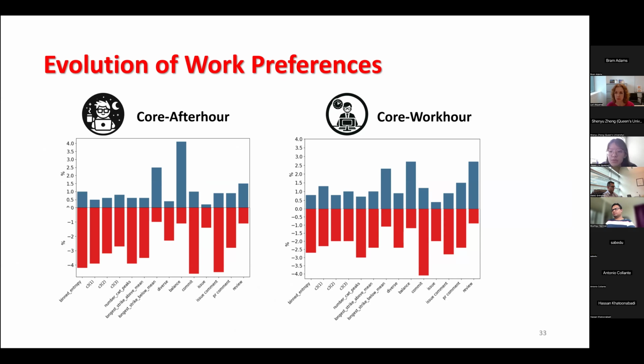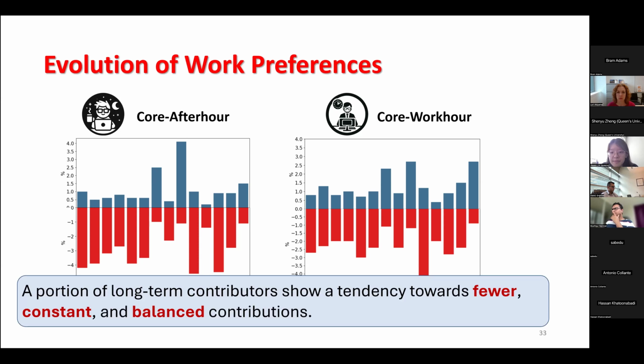And these two figures show the work preference trends for the two core profiles, with the blue color indicating the positive trends, and the other indicating the number of contributors with negative trends. And we find that only longest inactivity time, balance, and review, these three features are dominated by increasing trends, and all other preference features are dominated by decreasing trends. Therefore, we find long-term contributors tend to shift towards more constant and balanced contributions.